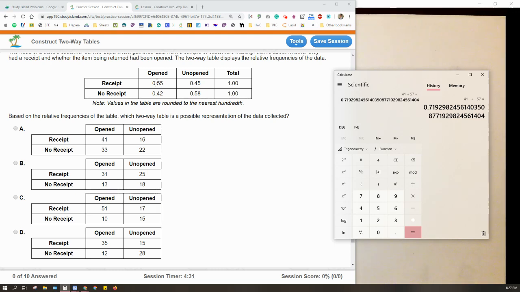That doesn't match up with what we have here. We want it to be 55% of the total. Since 41 is not 55% of the total of this row, A is not the answer. I don't even have to check the rest of these. Let's go on to B.